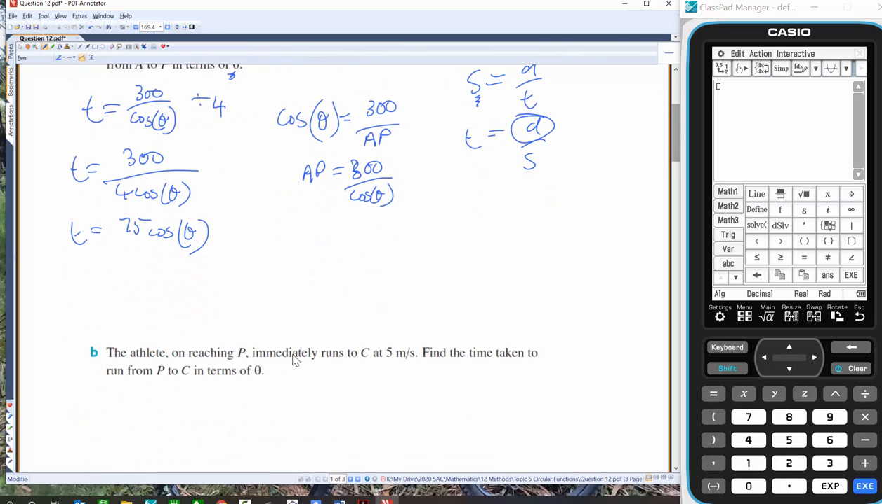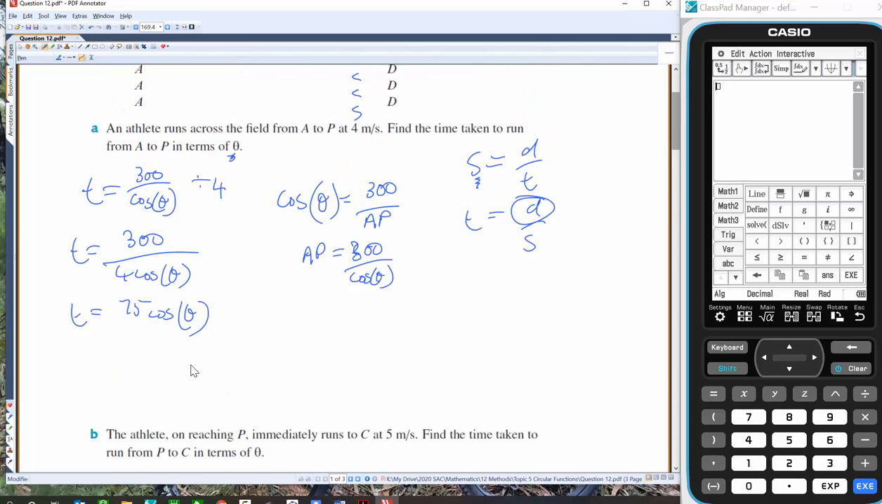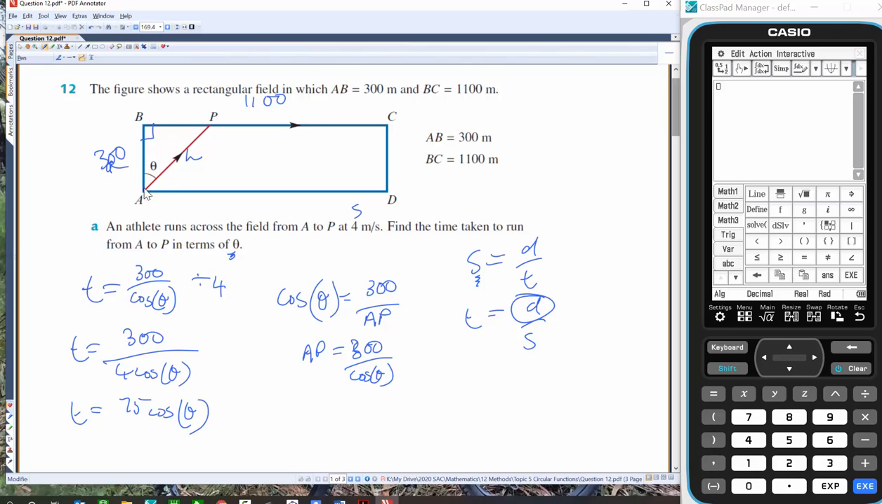The athlete on reaching P immediately runs to C at 5 meters per second. Find the time taken to run from P to C. So the athlete runs across the field, then hits this point here, runs along this line. So to get this distance here, we know that BC is 1100, and what we're going to do is remove BP. So from the total distance, if we remove this portion here, then we're going to get distance PC.